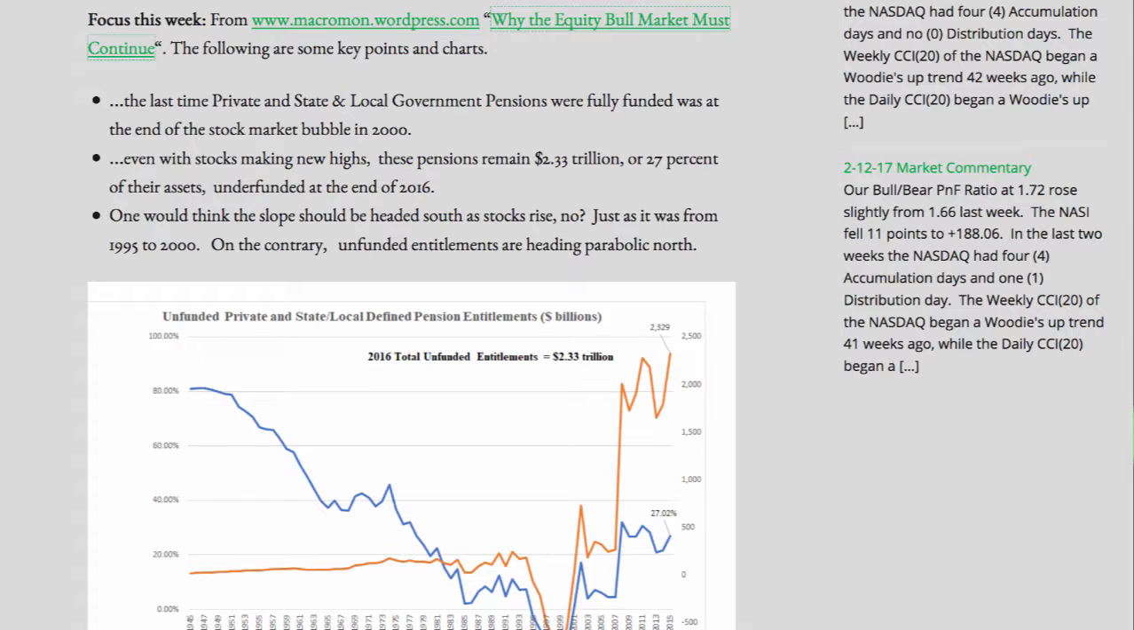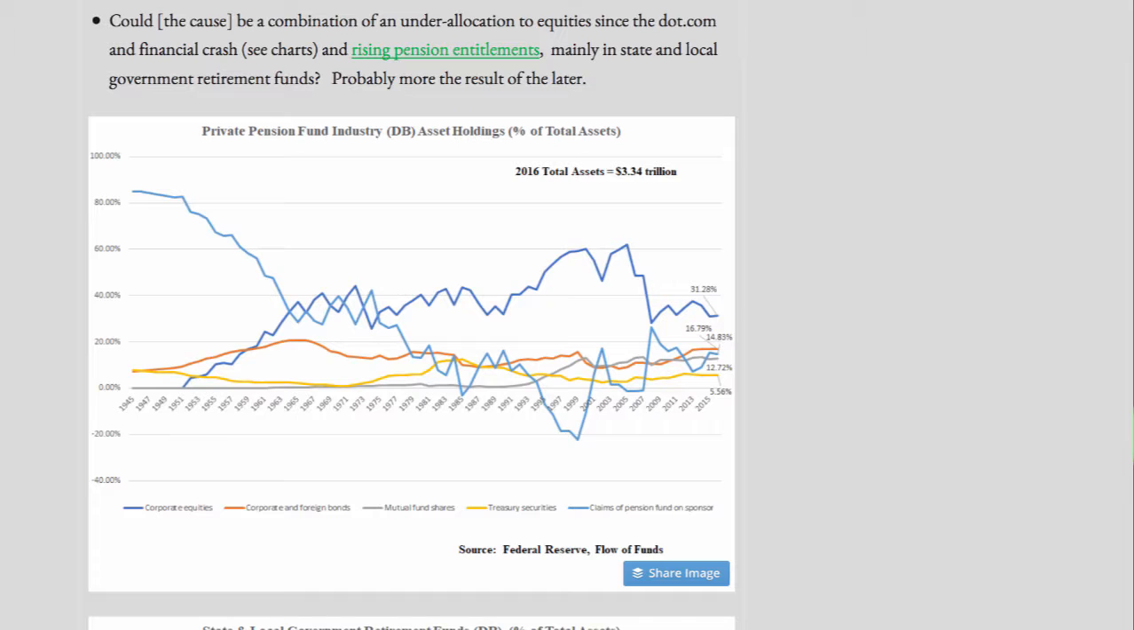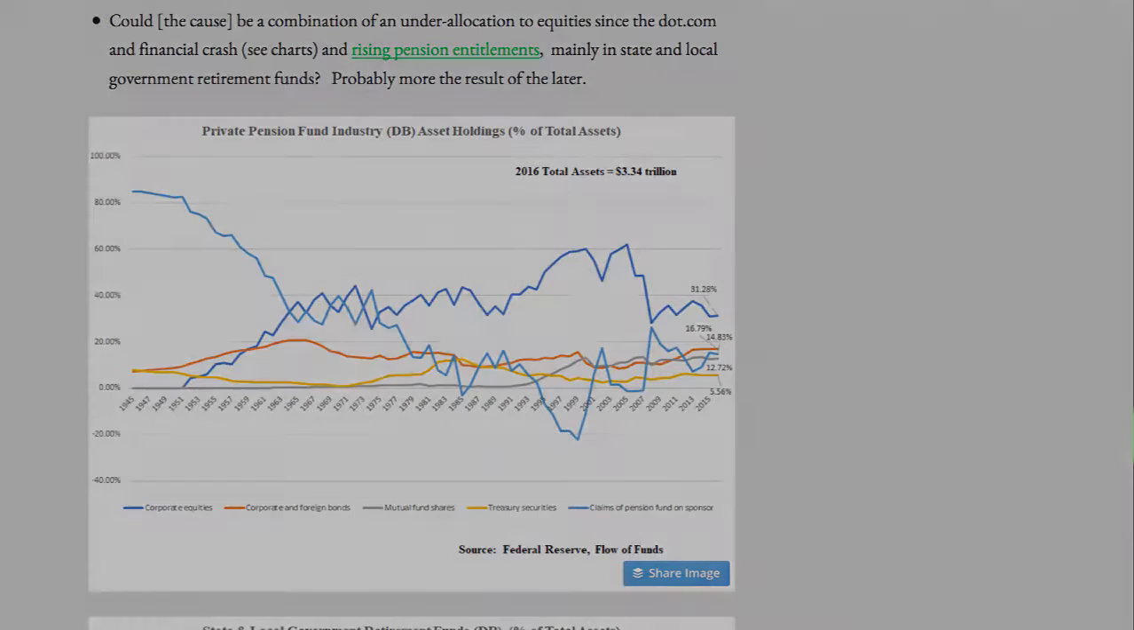One would think the slope should be headed south as stocks rise. No, just as it was from 1995 to 2000. On the contrary, unfunded entitlements are heading parabolic north. Could the cause be a combination of an under-allocation to equities since the dot-com and financial crash, and rising pension entitlements, mainly in state and local government retirement funds? Probably more the result of the latter.